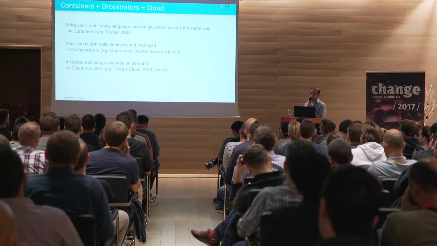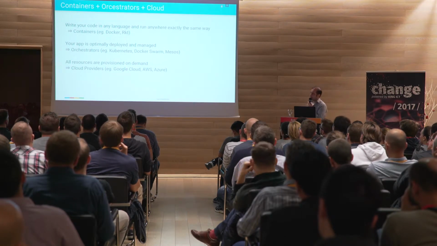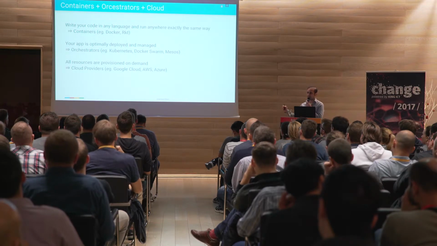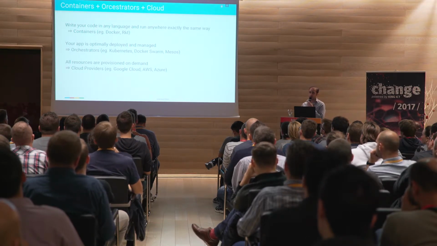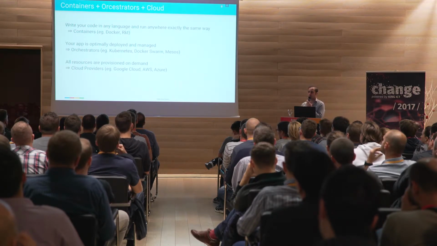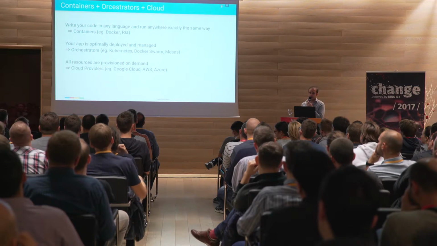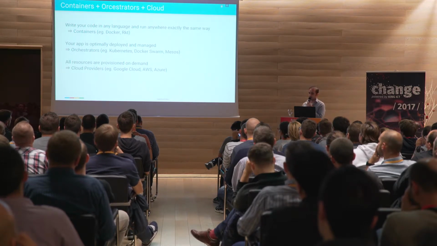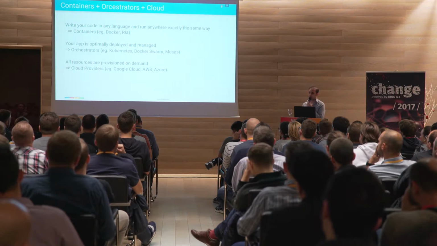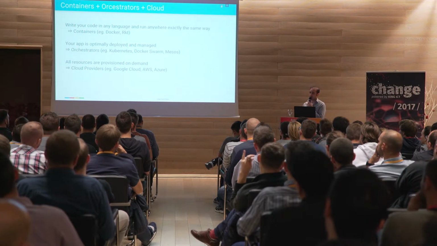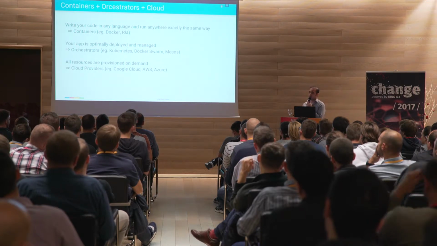And if you look at what's happening in technology in the last few years, we are actually getting there. So writing your code and making sure that it runs exactly the same way, that's what containers are all about. So Docker, Rocket, all these container platforms, they are trying to give you a context for your applications to run consistently. Your app is optimally deployed and managed. That's what orchestrators are all about. So Kubernetes, that I'm going to talk about, Docker Swarm, Mesos, they're all trying to do the same thing. They're trying to deploy your code in an optimum way and manage it for you.